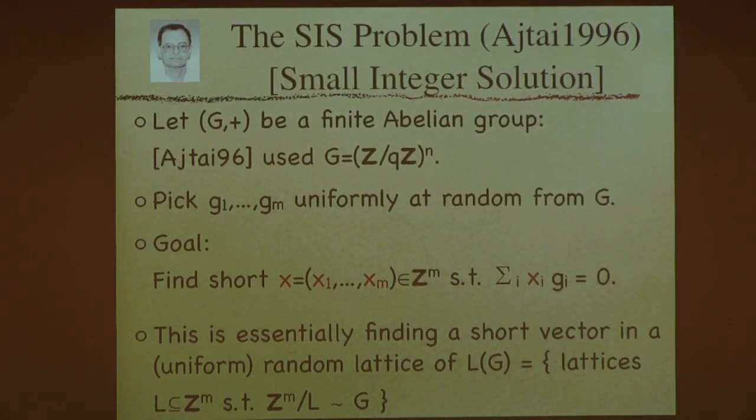You can see more precisely that this problem is exactly finding a short vector in a very special class of lattices. It's a uniformly chosen random lattice such that the quotient is isomorphic to the group. Okay, so this is very basic algebra. You can see that the lattice here is of this form, but when I generate my elements uniformly at random, I really get the uniform distribution over these finitely many lattices like this.